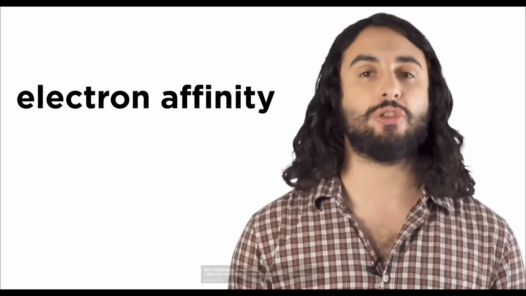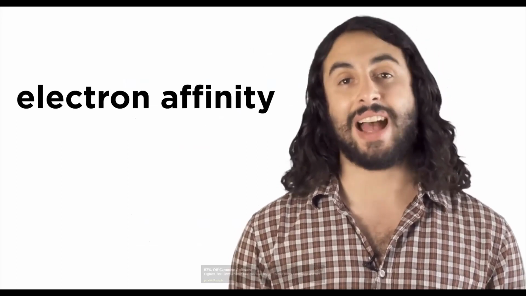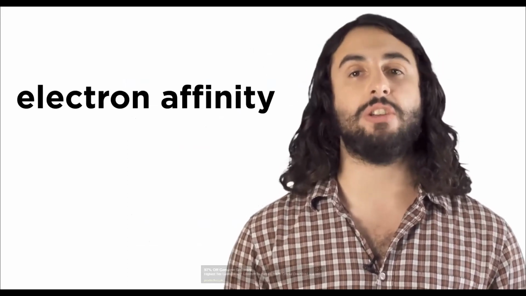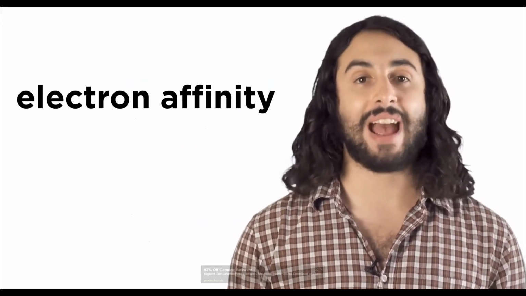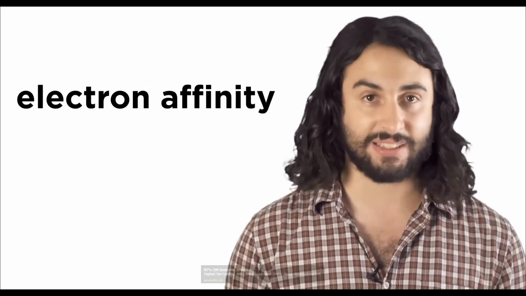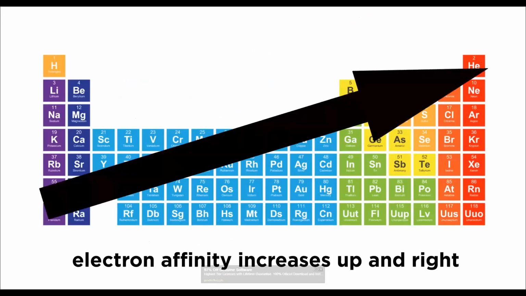Next, we will look at electron affinity. This is exactly the opposite of ionization energy, since ionization energy is how much energy you need to remove an electron, and electron affinity tells us how much an atom wants to gain an electron. Disregarding the noble gases, as their shells are full, electron affinity increases this way.